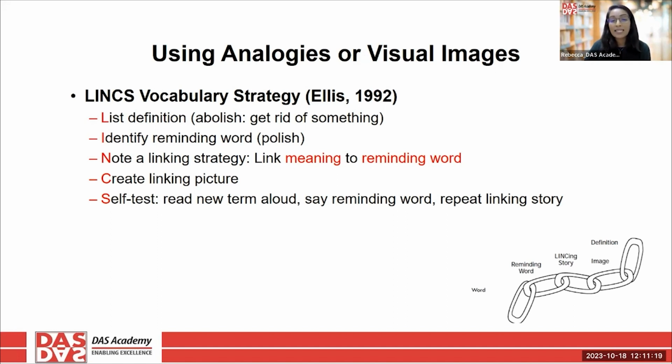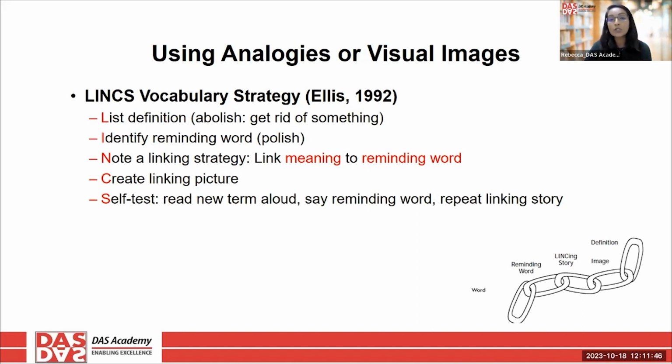I represents identifying a reminding word. This should sound almost similar to the actual word that you're trying to teach. So in this case, we are going to use the word polish to remember the word abolish. N is to note a linking strategy. So this needs to link the meaning to its reminding word. So to get rid of something, the reminding word is polish.